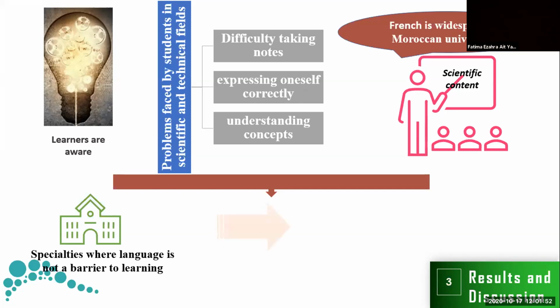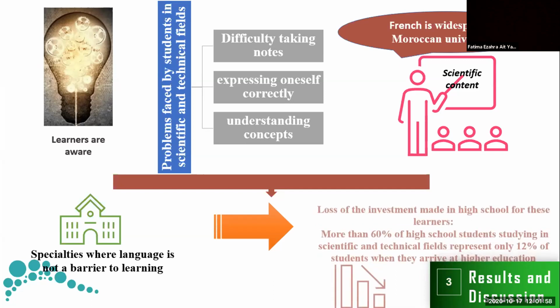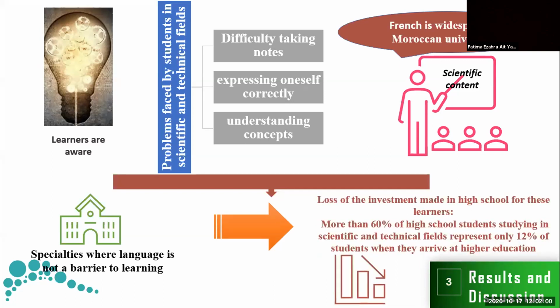And this, unfortunately, creates a loss of the investment made in high school for these learners, because more than 60% of high school learners studying in scientific and technical fields represent only 12% of students when they arrive at higher education.